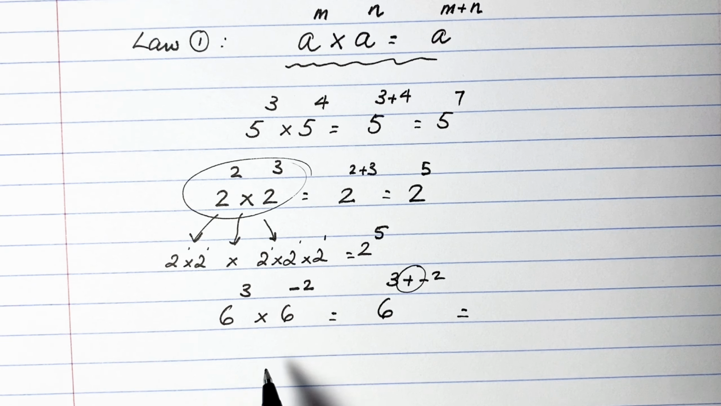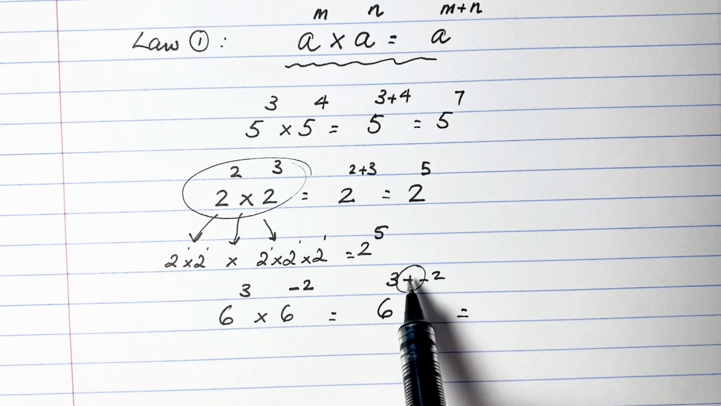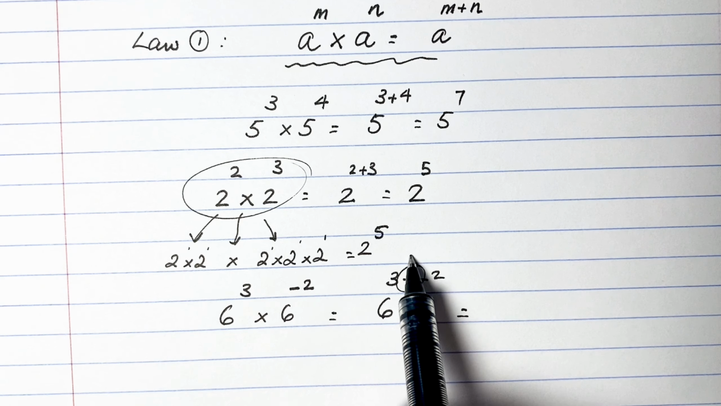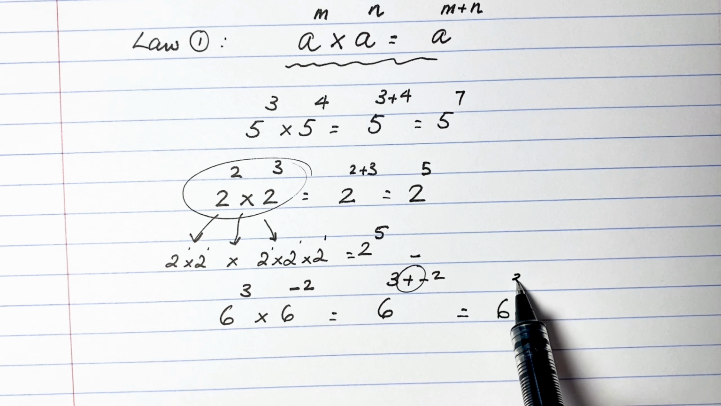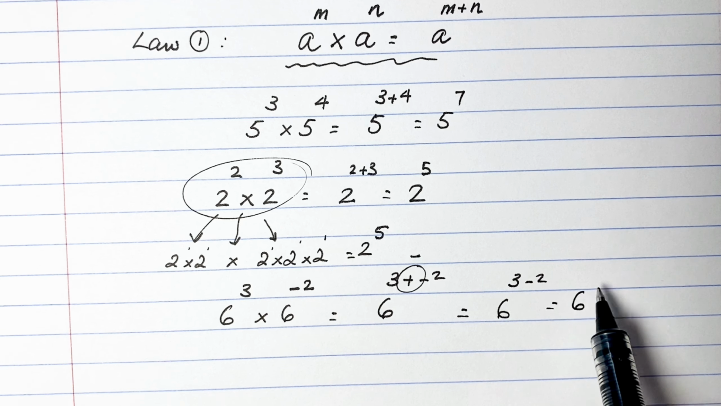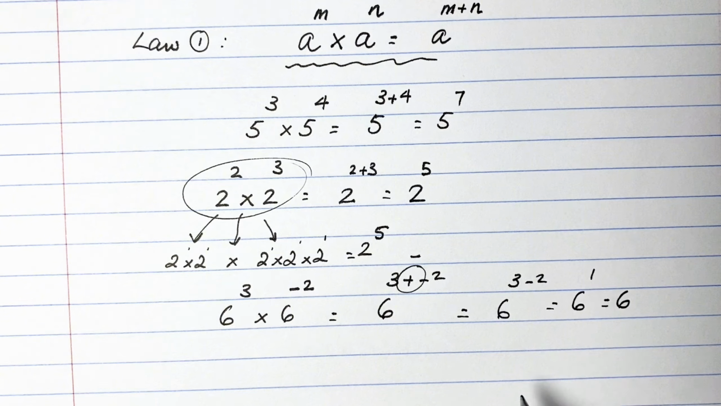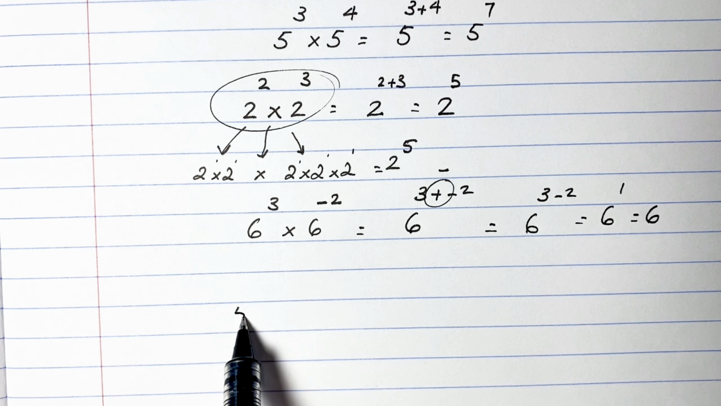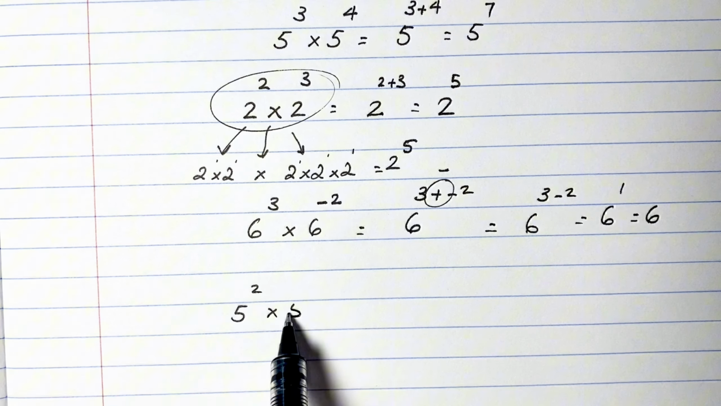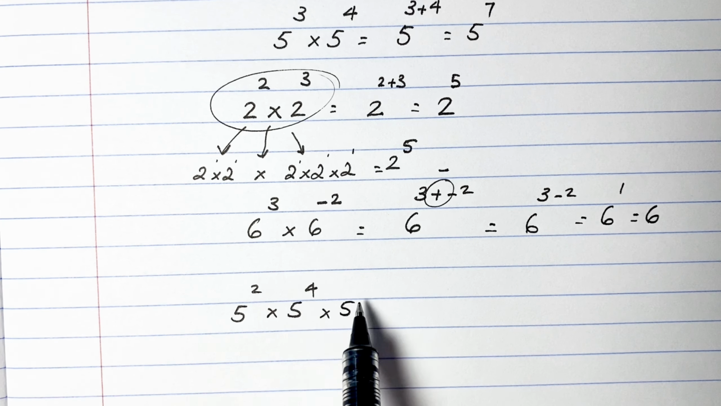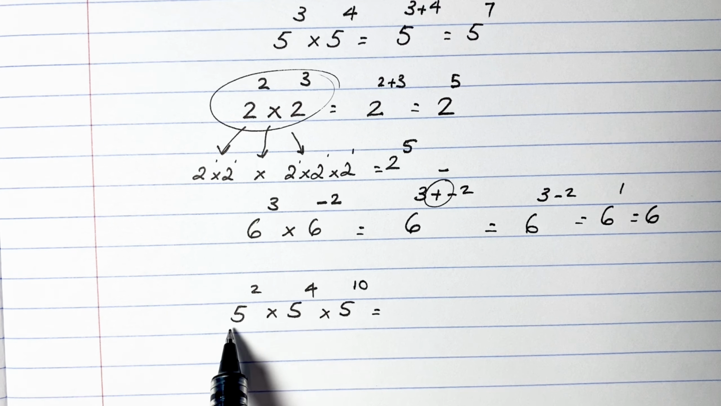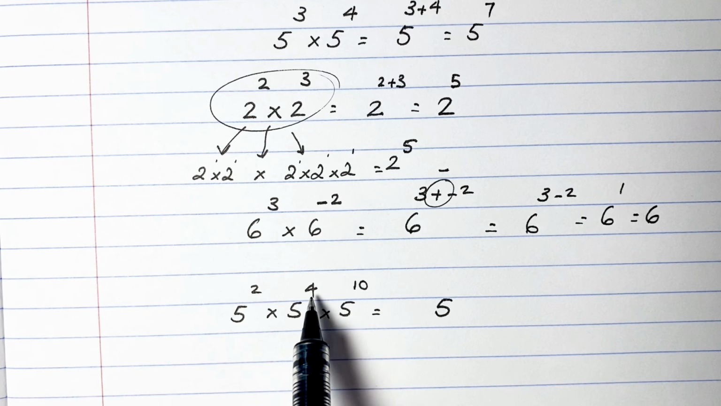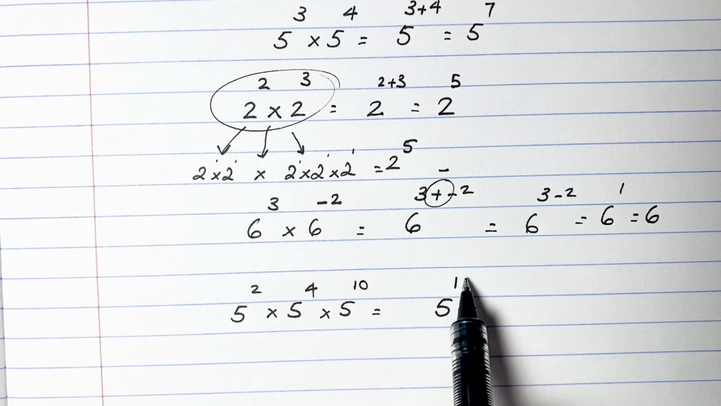Of course, we explained in the directed numbers that when two signs follow, it is a multiplication rule. Positive times negative is negative. So we have 6 to the power of 3 minus 2, which is 6 to the power of 1, and we don't write power of 1. So if you have, say, 5 to the power of 2, times 5 to the power of 4, times 5 to the power of 10. Since the bases are all the same, we write the base and we add up the powers. 2 plus 4 plus 10. That is 16.